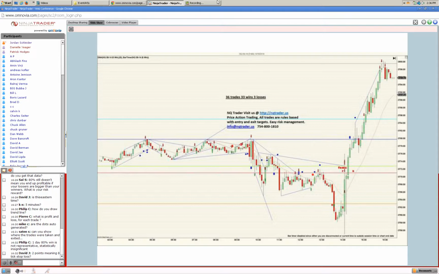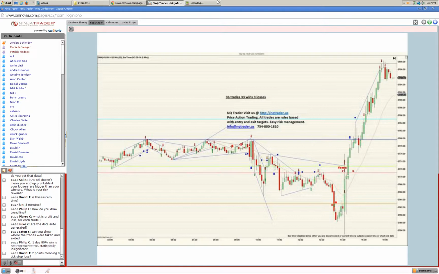Most of the trades were during the morning session, but we had quite a few in the afternoon too. And with the flat trading, that's when we excel. When the market starts pushing up, like we were doing here, we were really moving up fast.